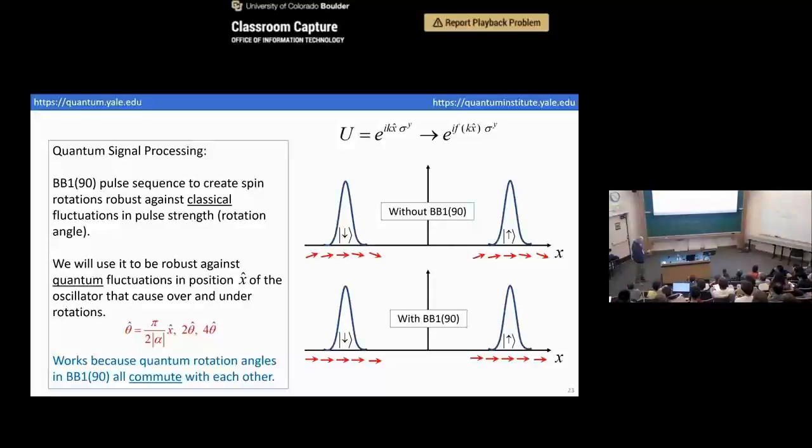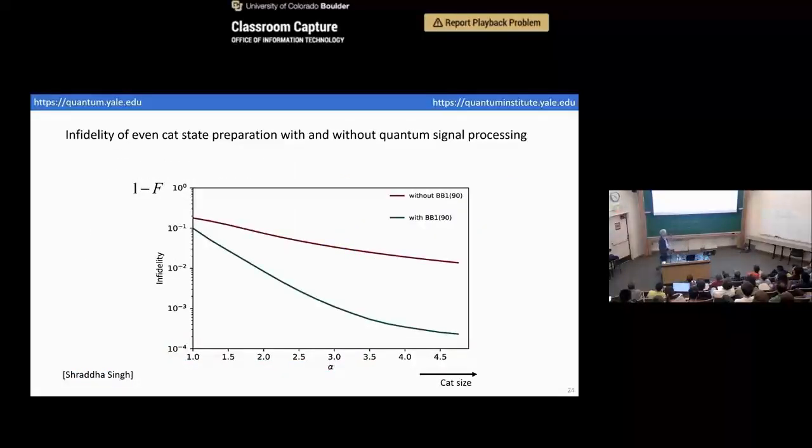Or you might be sitting at this position. And each one of those positions, then, there's a different error. But through the robust pulse sequence, they all produce a pi over 2 rotation and almost perfectly disentangle the spin from the oscillator. And so it's just literally translated from the classical literature because, yes, these are quantum rotation angles, but they all commute with each other. And so here's the infidelity. This is without BB190. This is with BB190. And you can see substantial improvement.